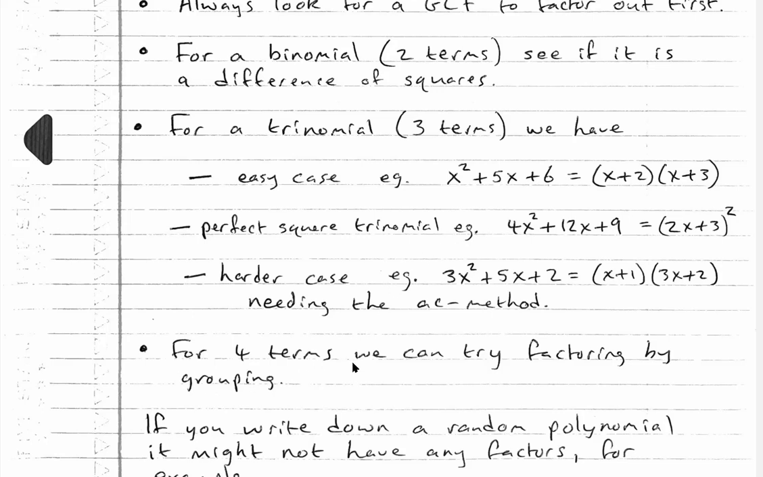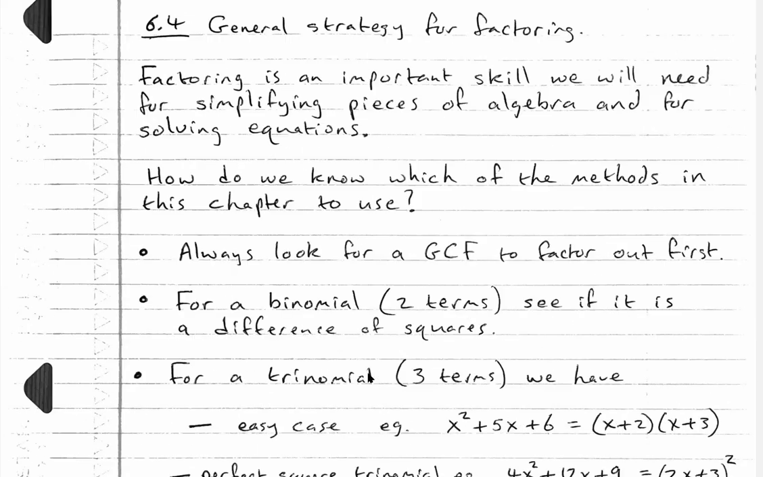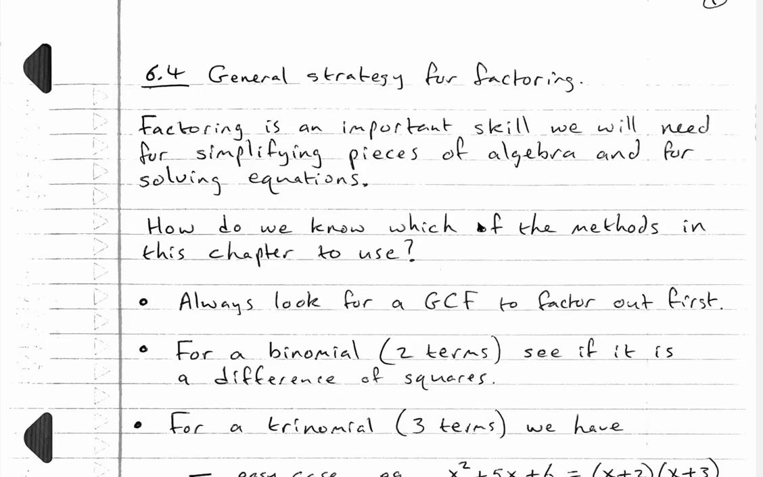And if there are 4 terms, then we have a method for those, factoring by grouping. Okay, so that's our general strategy.